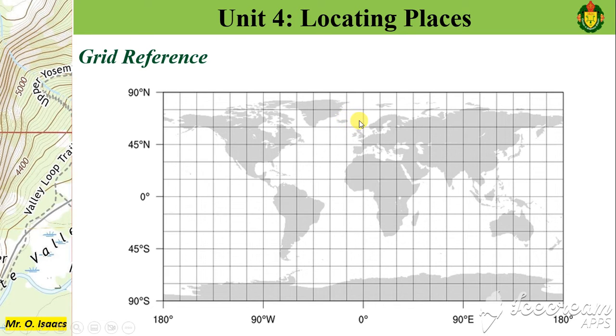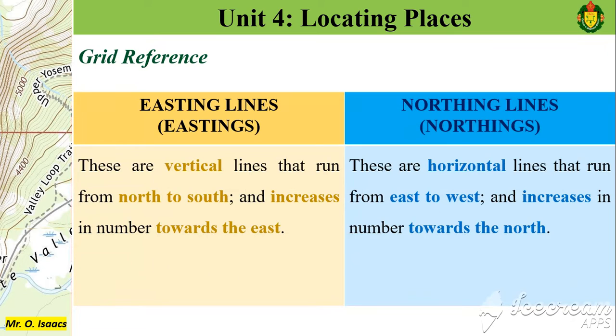For this part of locating places, we're going to jump into grid referencing. So grid referencing has to do with boxes. If you realize, we have vertical lines and we have horizontal lines, and once they converge, we get boxes, and within these boxes, places are located.